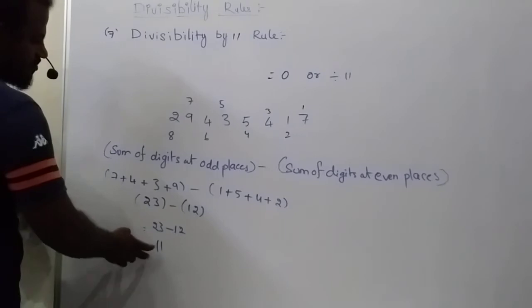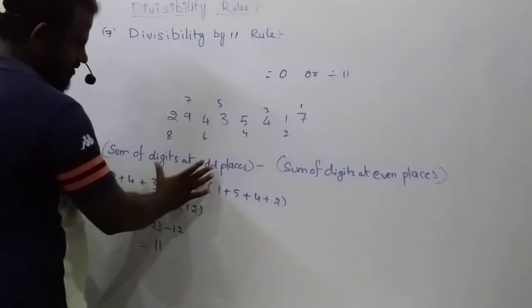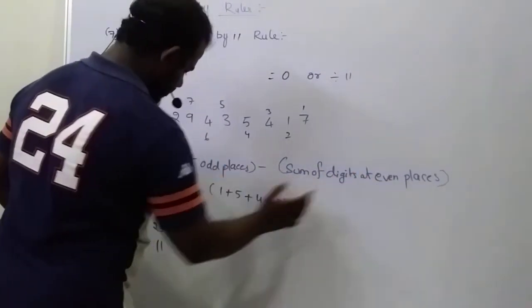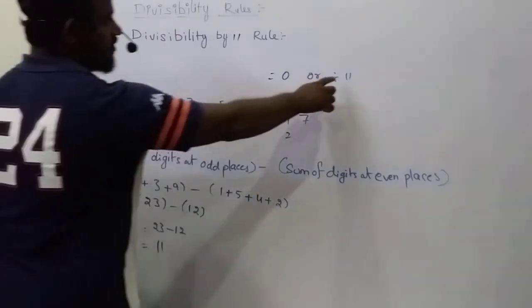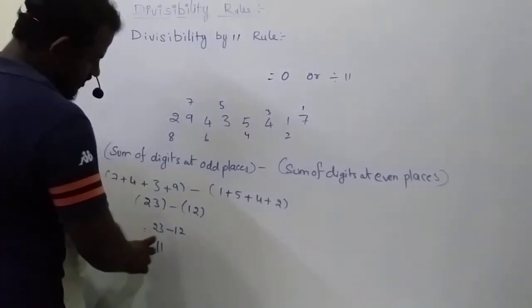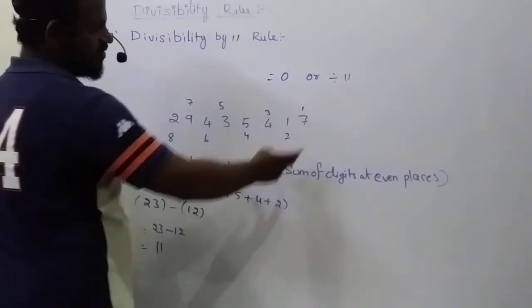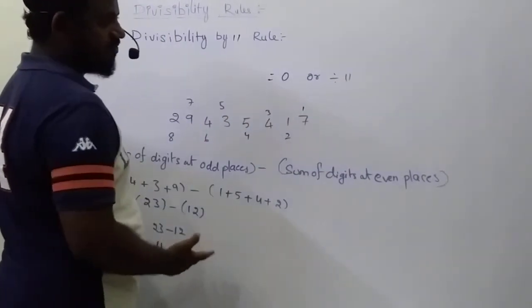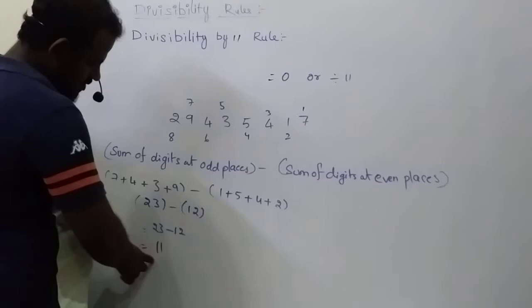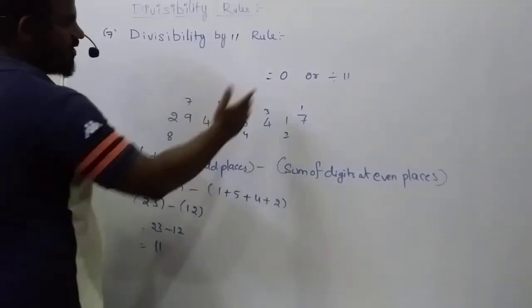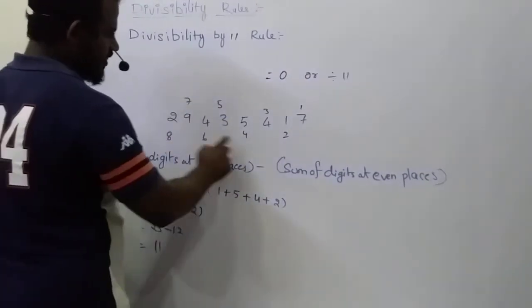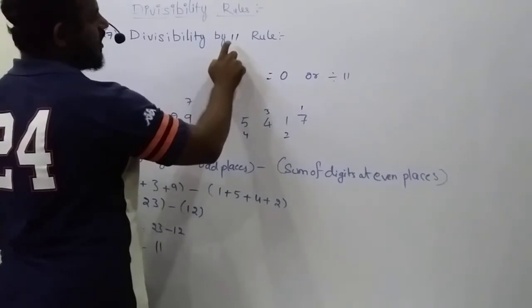So here the difference between the sum of digits at odd places and the sum of digits at even places is 11. We will check whether this difference value is divisible by 11 or not. Yes, 11 will go in the 11 table one time. 11 ones are 11. So the difference value 11 is divisible by 11. That means this 8-digit number is also divisible by 11.